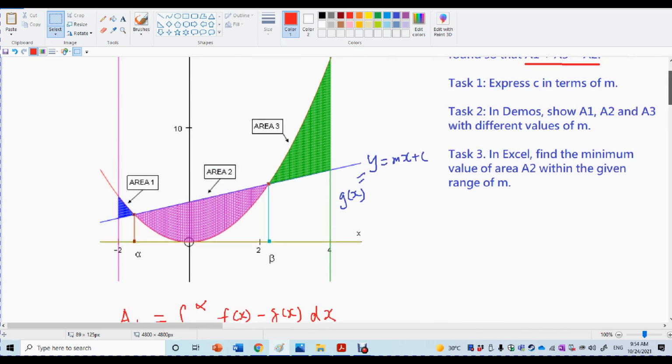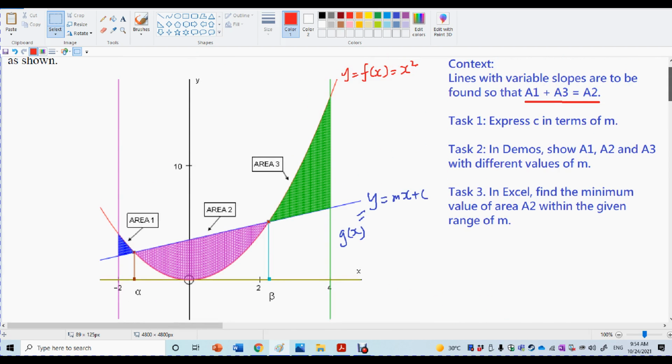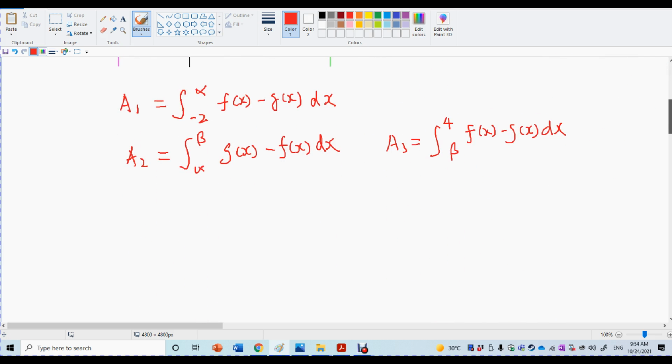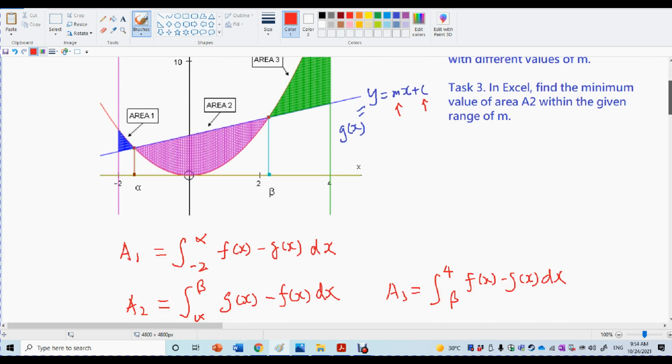So in our task 1, you need to try to get c in terms of m. So where's the c and m? c is right here, m is there. These are two parameters of the linear equation. Let's have a close look at the graph. When the straight line cuts through the quadratic graph, there are two intersecting points, and we could call their x values alpha and beta.